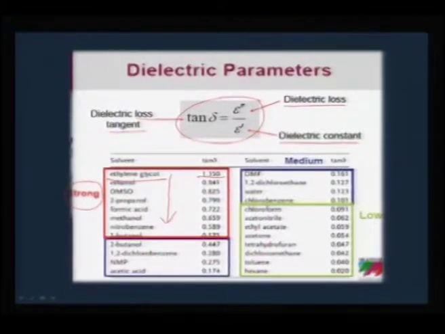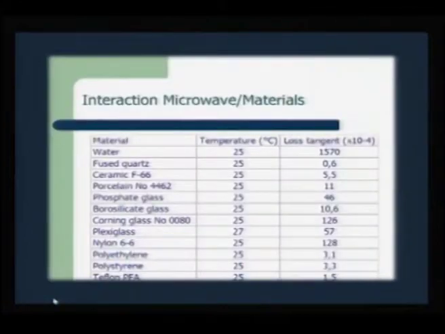But if you go further down, you can see a region where there are some organic solvents which are medium coupled, so they may not really bring about the necessary heating effect as you would see, and there are other ones which are very reluctant to couple with microwave. Therefore, the tan delta value gives us a measure of what sort of combinations you can choose for microwave synthesis. Here are some more materials which give you the tangential loss factor.